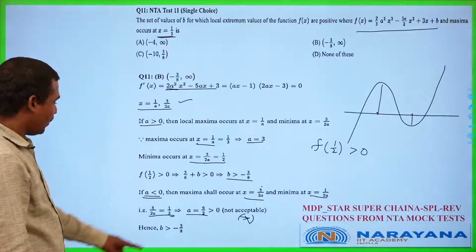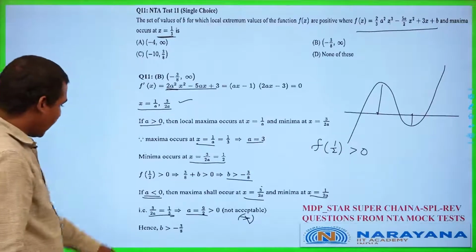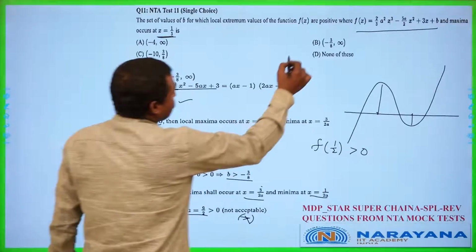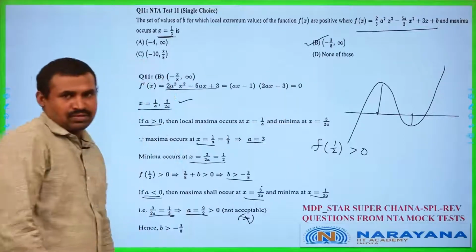So, the range of b is minus 3 by 8 to infinity, which is option B, the correct answer.